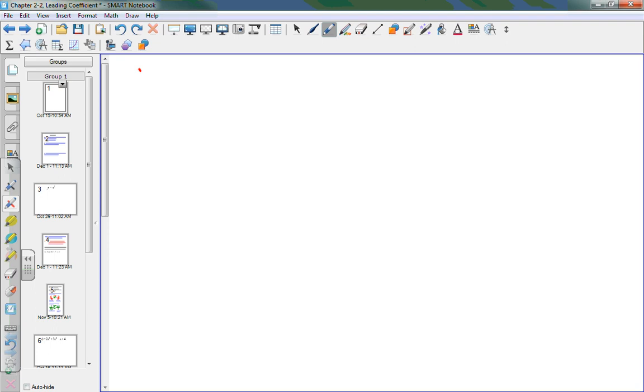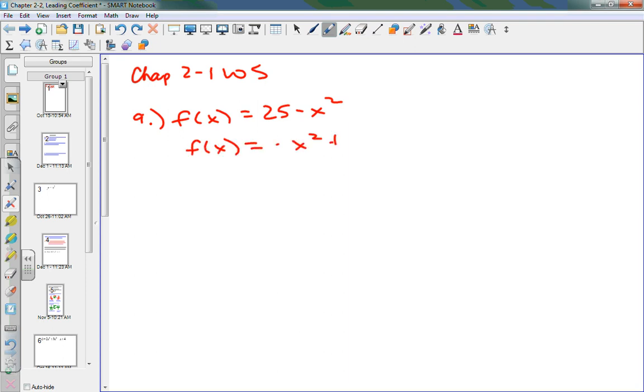Number 9. This is off of the chapter 2-1 worksheet. This is very simple. What I need you to understand is that this is f of x is equal to negative x squared plus 25. Is this already in standard form? Yes. What does the negative do to the graph? It reflects it over the x-axis. What's the 25 do to it? Puts it up 25 units.